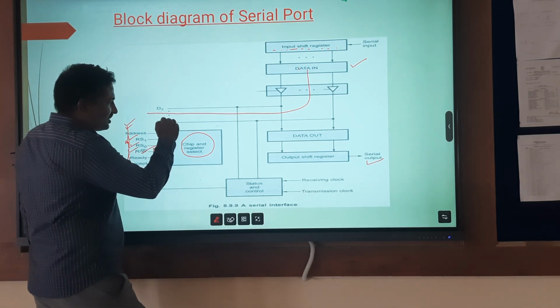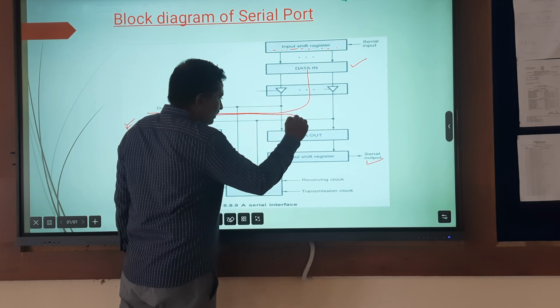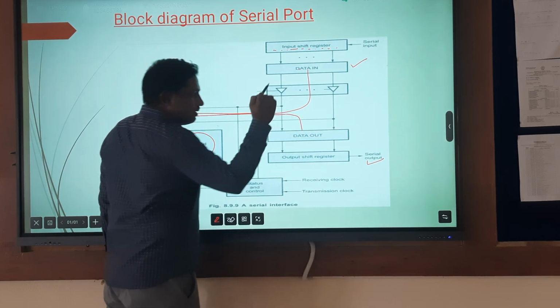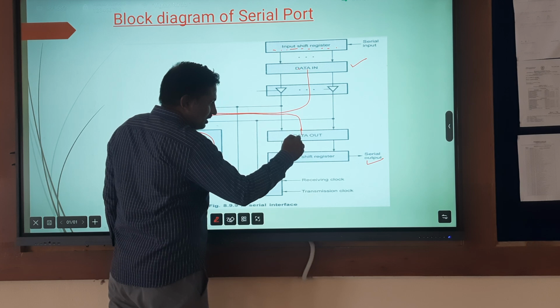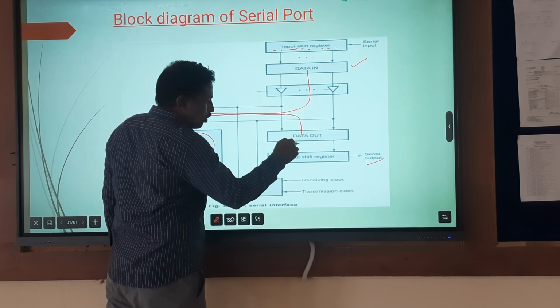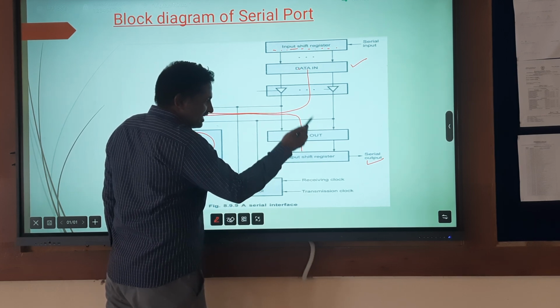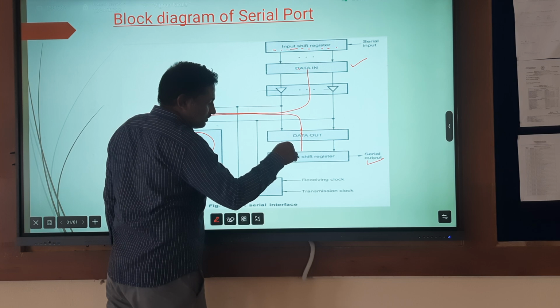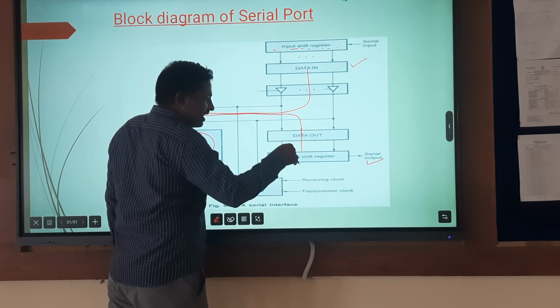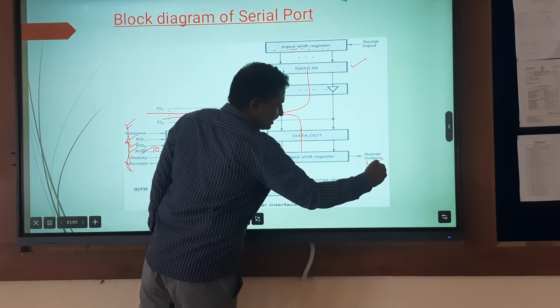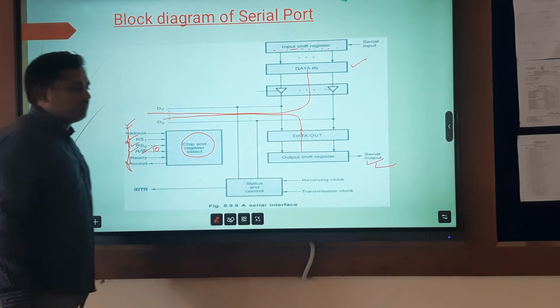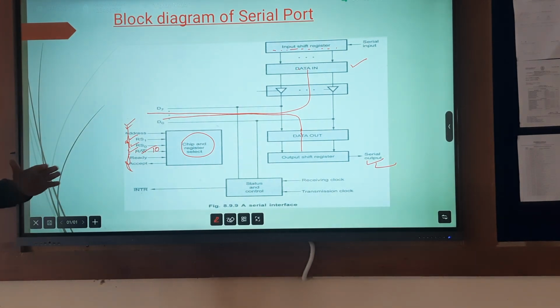The data is initially coming to the interface circuit registers in parallel, and then it will be entered into the data output through the output shift register. Once the data is entered into the output shift register, the data will be converted from parallel to serial, and then the data will be sent out bit by bit through the serial out pin.